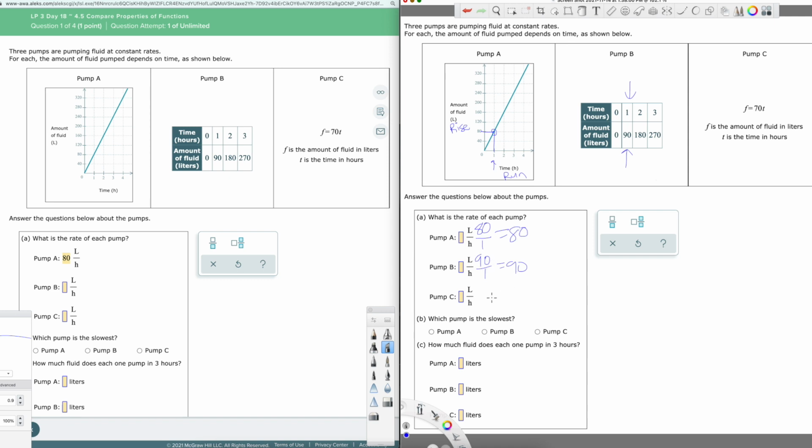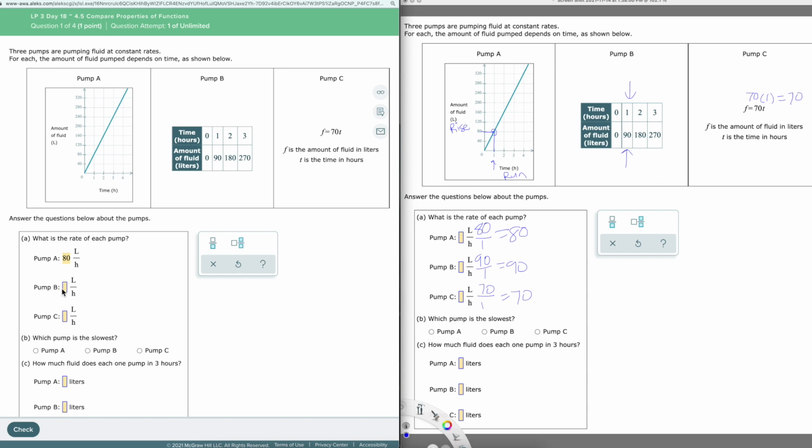So this last one I want to do the same thing, but I don't have something to visually look at. So what I need to do is just plug it in and go 1 times 70. Well, 1 times 70 is 70. So this one is 70 liters per hour. So I can go over here and go 90 and 70.